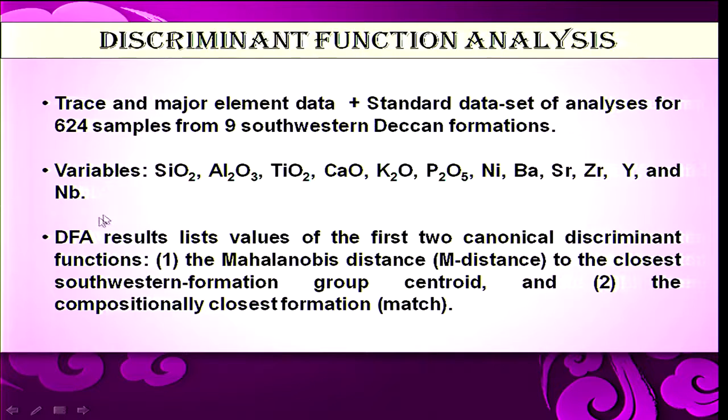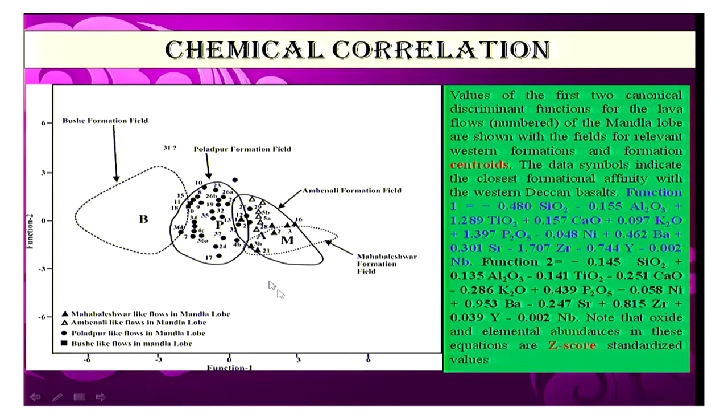These are the variables which I have shown here, and we have calculated Mahalanobis distance and the group centroid and many other things. I would like to show you here, citing one example, the Bushe formation which I have stated earlier, or the Poladpur formation or the Mahabaleshwar formation. On F1 and F2 factors, the value of these group centroids B or P or M is distinct, and the closest group centroid shows affinity towards that particular formation.